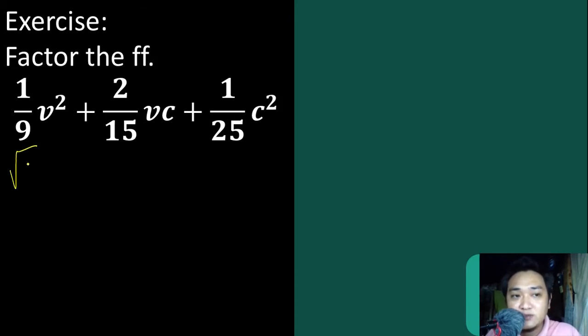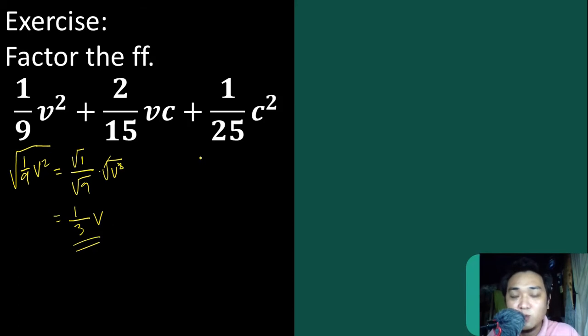The square root of 1 over 9 v squared. So what is the square root of 1 over 9 v squared? That is the same as square root of 1 over the square root of 9 times the square root of v squared. So what will be the square root of 1? The square root of 1 is 1. The square root of 9 is 3. And the square root of v squared, cancel this out, is v.